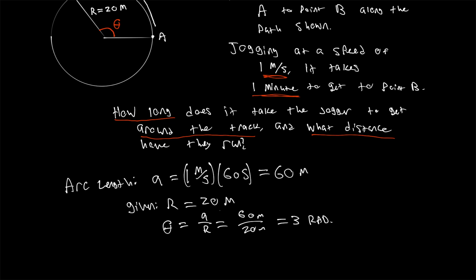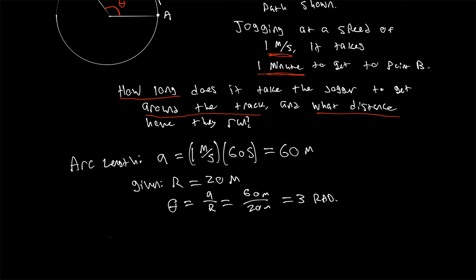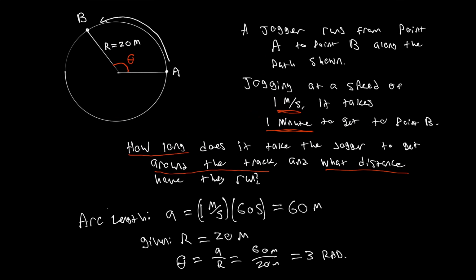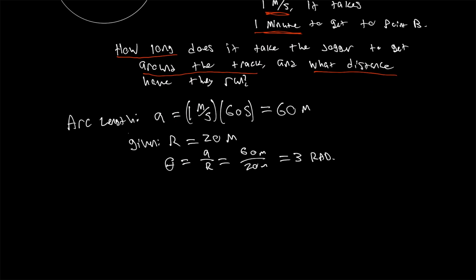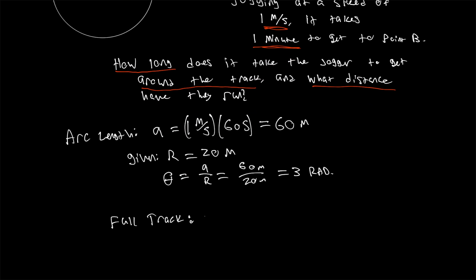Well, we can pretty easily figure out what distance they run. We know that the track is a circle. It's a circular track. So one full track is 2 pi r. So C equals 2 pi times 20 meters equals 40 pi meters. And you can just leave it as pi. You don't have to convert it to 3.1415926535898, etc.